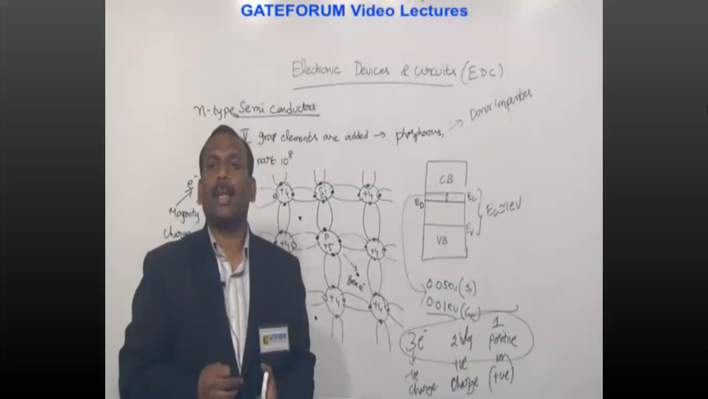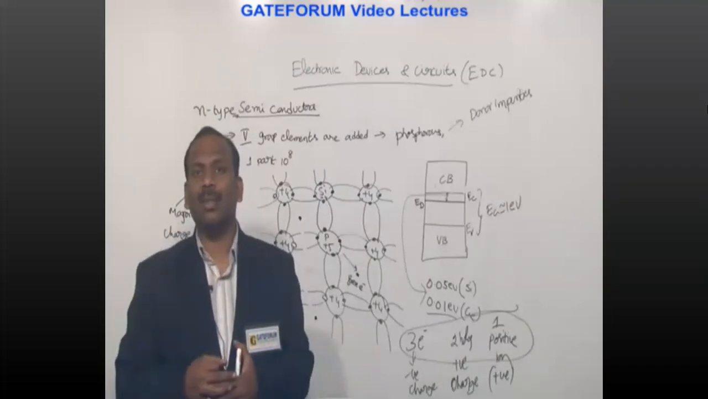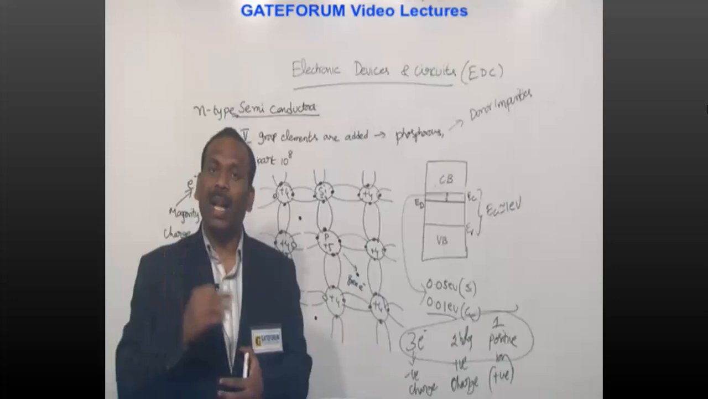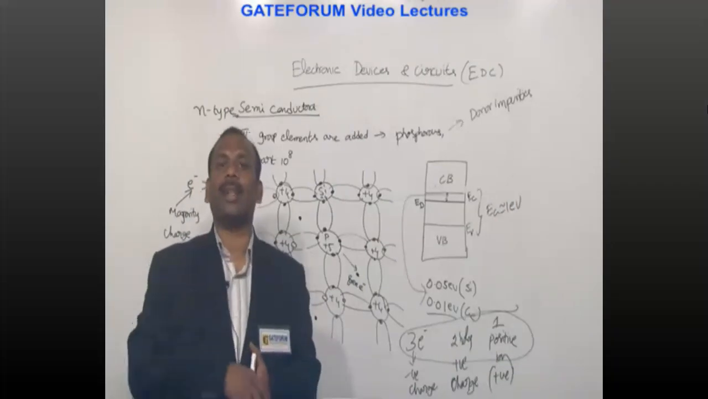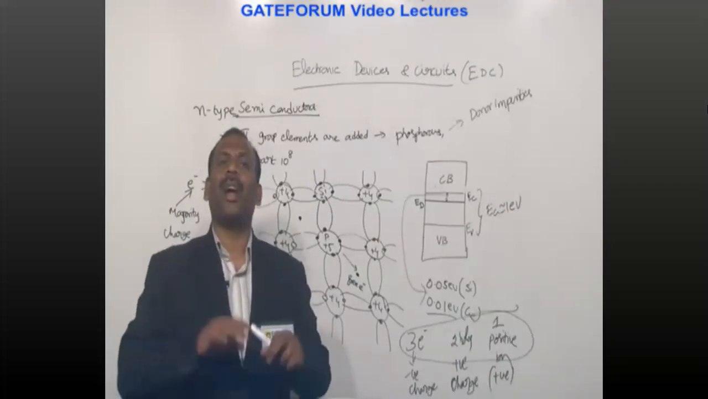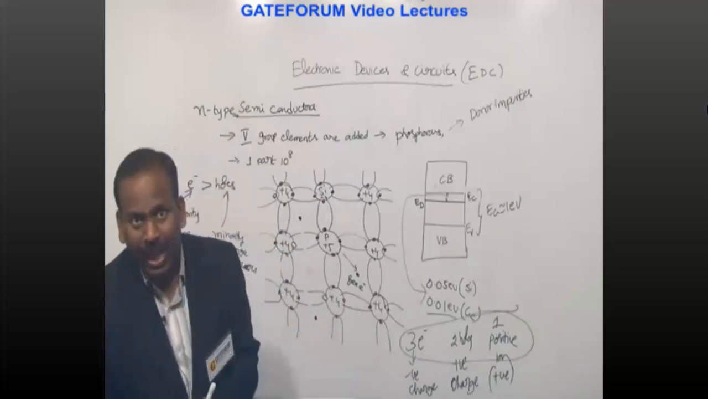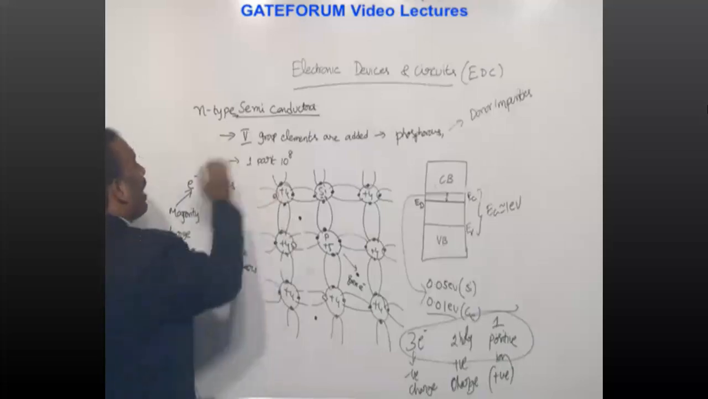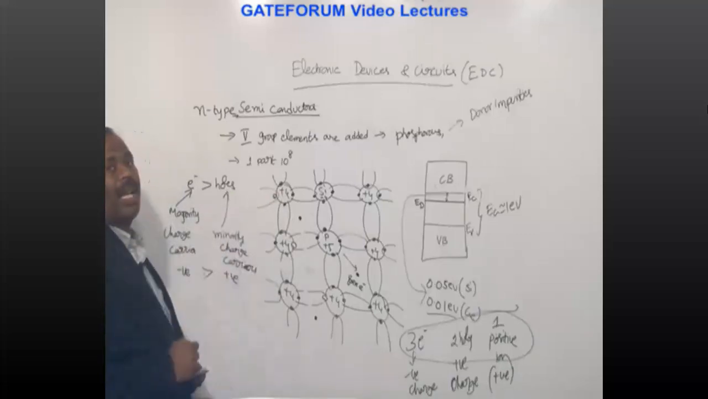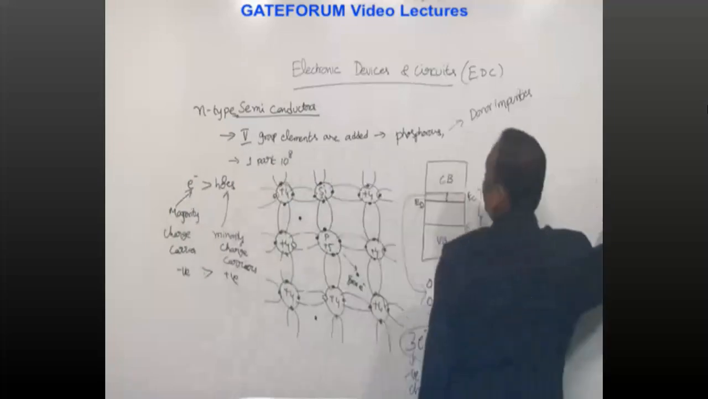What about these conductors? There are so many free electrons. At the same time there will also be ions. That is, conductors are also electrically neutral. All the materials are electrically neutral at any point of time. Clear? So n-type semiconductor is also electrically neutral. Next comes p-type semiconductor.